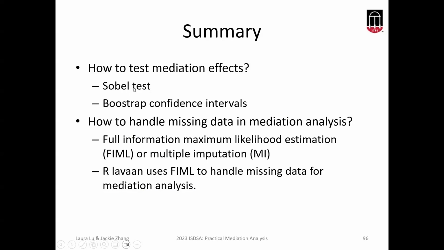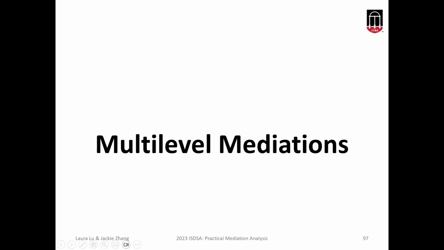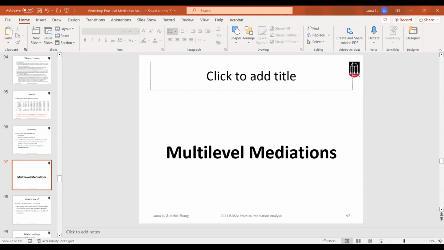So in short summary, we use the Sobel test to test A times B simultaneously, not separately. We also use a bootstrapping method to construct the confidence interval of A times B to test if it's significant or not. And for missing values, we can use either the maximum likelihood estimation method or the multiple imputation method. Luckily, the lavaan package deals with missing data values easily. Okay, so let's look at the code. Let me show you the code.